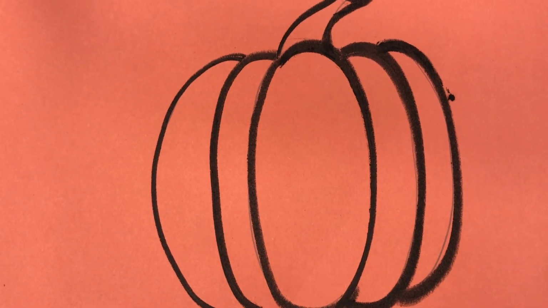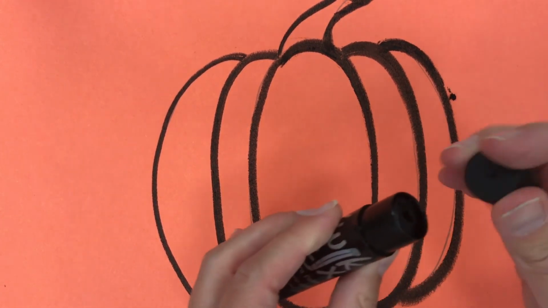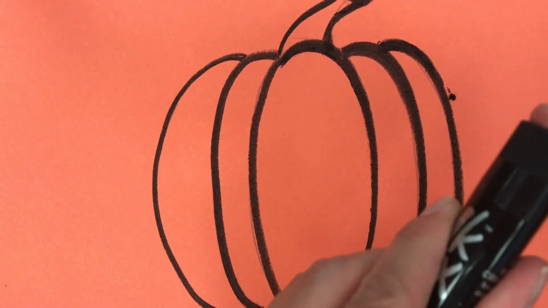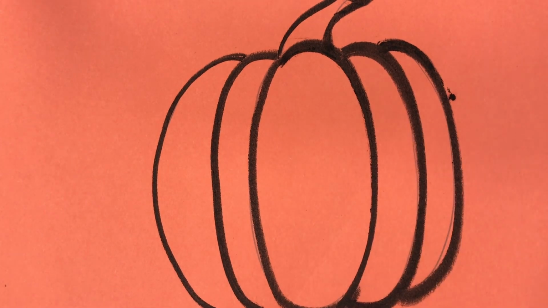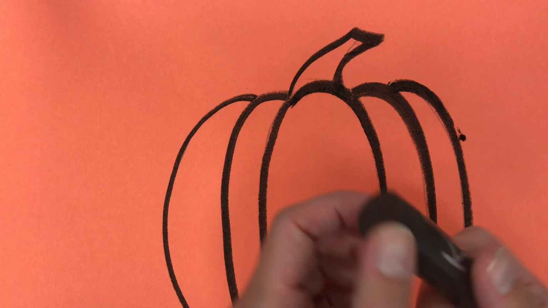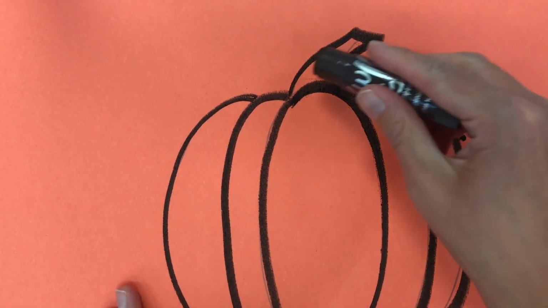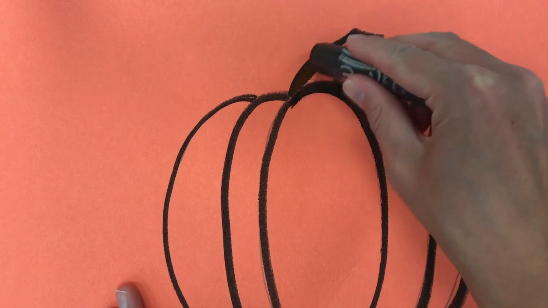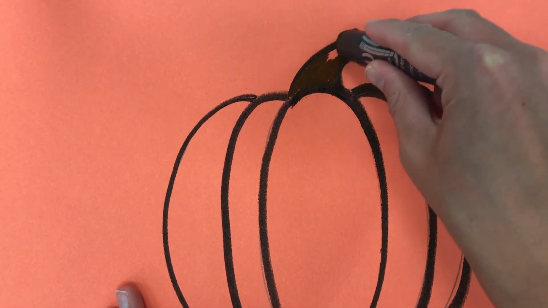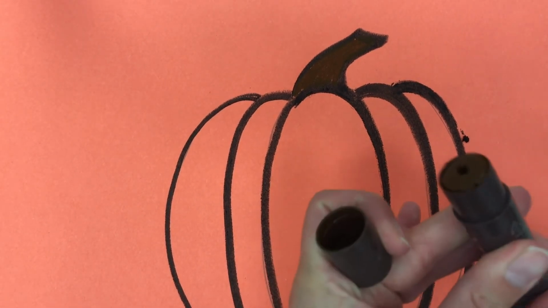This paint will dry pretty quickly, but if you're done with your black, twist down and snap the cap on. You should hear a snap sound. And now I can use a different color for my stem. You might want to use brown, you might want to use green for your stem. I think I'm going to use brown. And you can paint just right over the top. Okay, I'm done with that color. Twist it down.